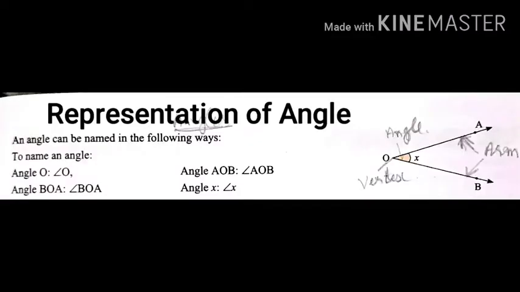Now, how do we write the name of the angle? An angle can be named in ways like angle O, angle AOB, angle BOA and angle X. Looking at the figure, I mark it with angle O. OA and OB are two arms. You can write the angle name as X, AOB or BOA.